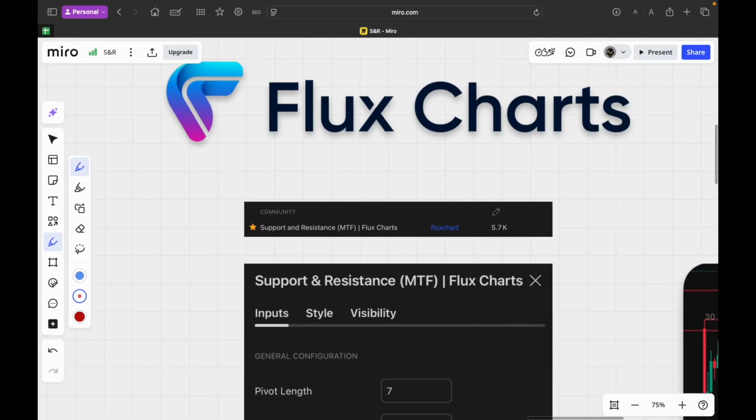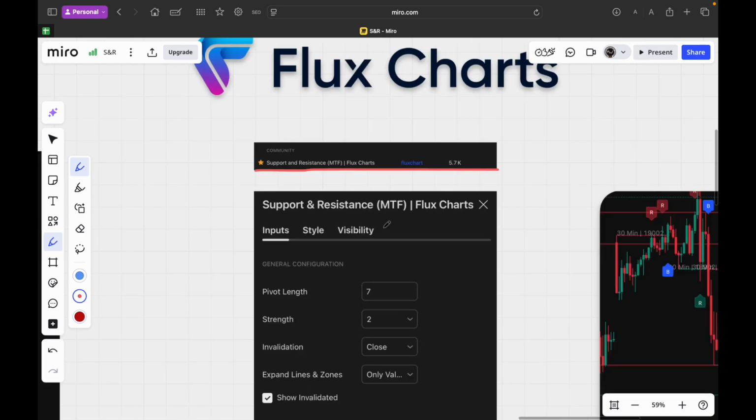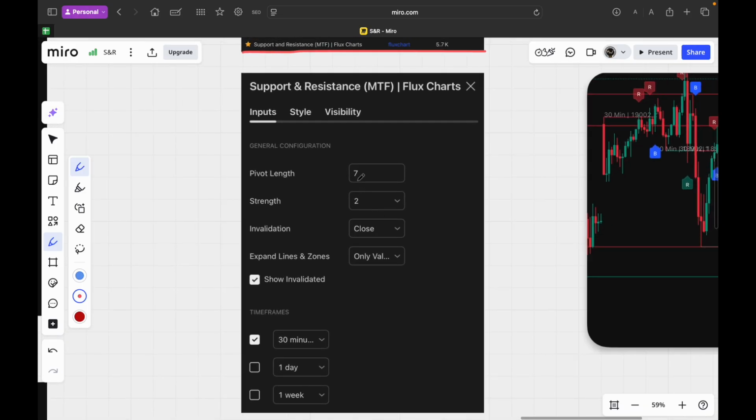Alright, so the next part of this video that I'm excited about is using an indicator by Flux Charts, support and resistance multi-time frame by Flux Charts. This is a completely free indicator. All you have to do is type in support and resistance by Flux Charts on TradingView. These are the settings I use as well.